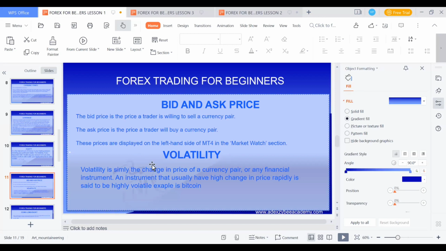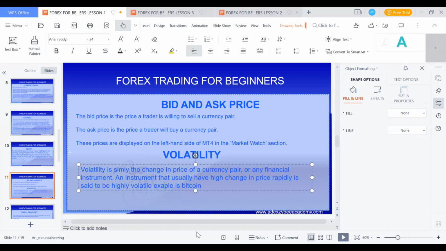Now we have volatility. Volatility simply means change in price of a currency pair or any financial instrument. An instrument that usually has high change in price rapidly is said to be highly volatile. An example of a volatile asset is Bitcoin. It's very highly volatile.